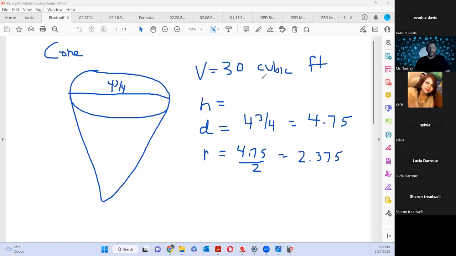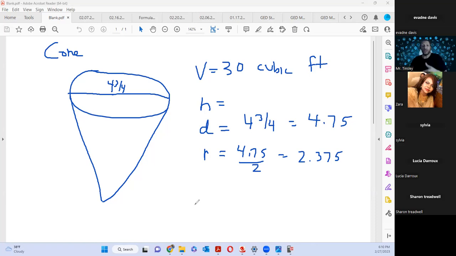2.375. Again, this is what they've been doing lately. Always start with what you know. They gave us the volume. They gave us the diameter. You should know how to find the radius. You have to divide, no matter what your diameter is. I don't care if it's fractions, decimals, percents, whatever it is. In order to find a radius, you divide it by 2. Does everybody understand that? Yes.